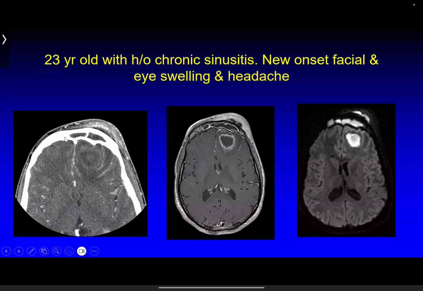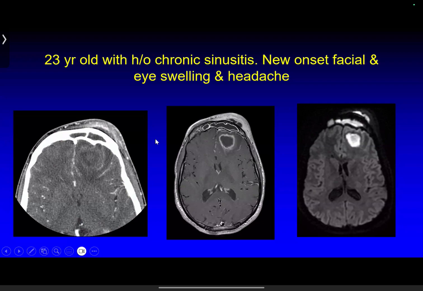CT neck with contrast was obtained, showing diffuse opacification of the frontal sinus. There are marked inflammatory changes in the overlying soft tissues with enhancement. There is a rim-enhancing fluid collection marginating the frontal sinus, consistent with a subgaleal abscess. And also, there was edema in the left frontal lobe, very concerning for intracranial spread.